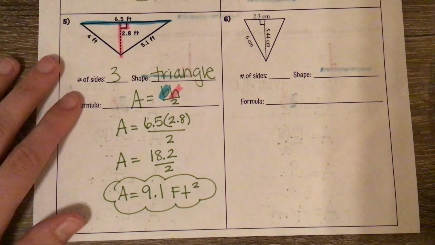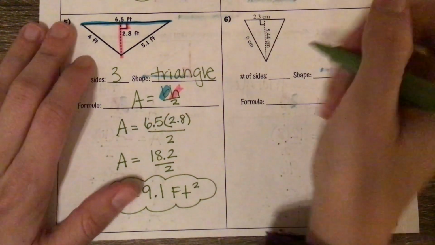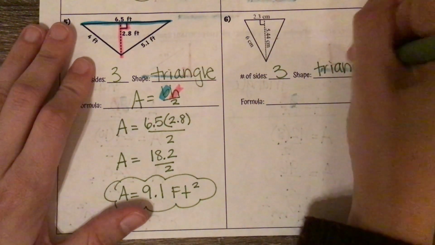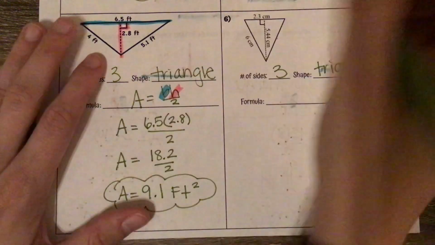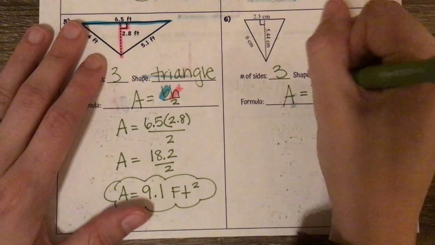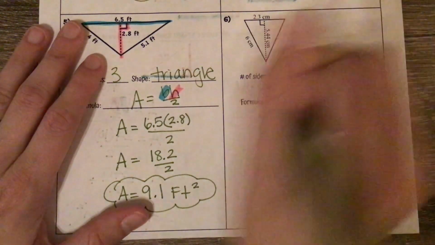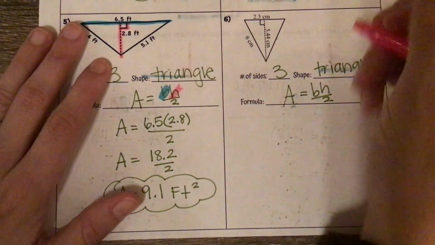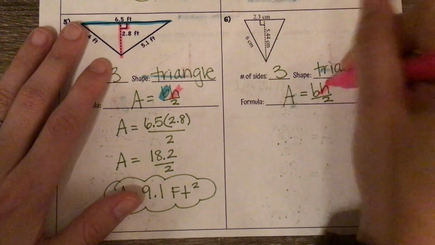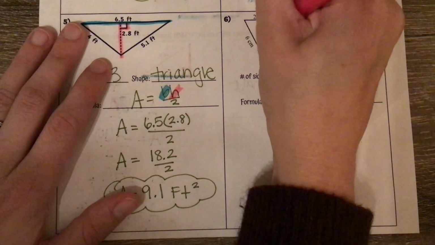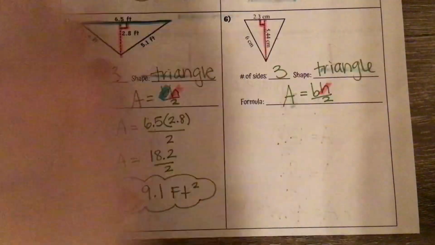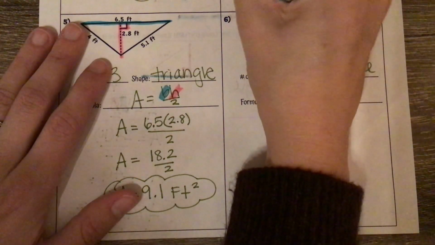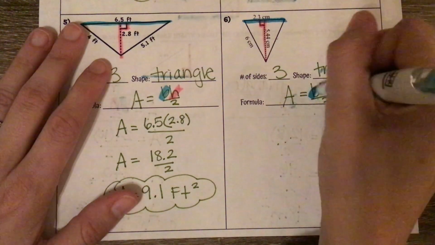And last one, there's 1, 2, 3 sides. So the shape is a triangle. Our formula for the area of a triangle is A equals base times height all over 2. First thing I'm looking for is that perpendicular height, most often with that dotted line. I see the dotted line here and the 90-degree symbol connected to it. And that 90-degree symbol connects to this side, which is going to be our base.